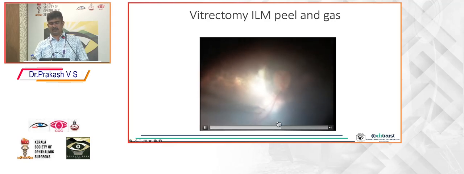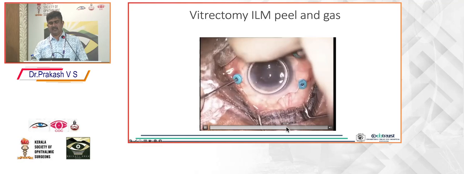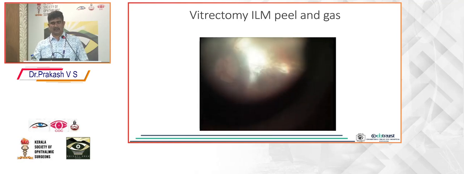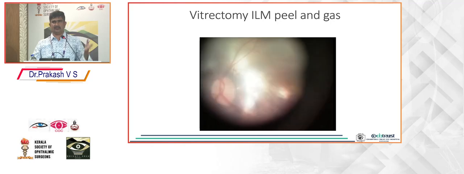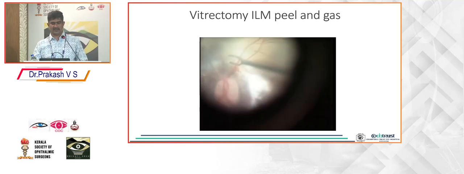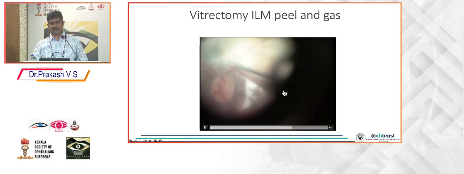And again here the problem is that many times you cannot reach the posterior pole, especially once you do a fluid air exchange; it's very difficult. So here, instead of the BIOM you can use a contact lens. The contact lens will avoid the touching of the instrument with the BIOM which is above the eye. Since the contact lens is very close to the eye, you will still have working space for your long instruments.